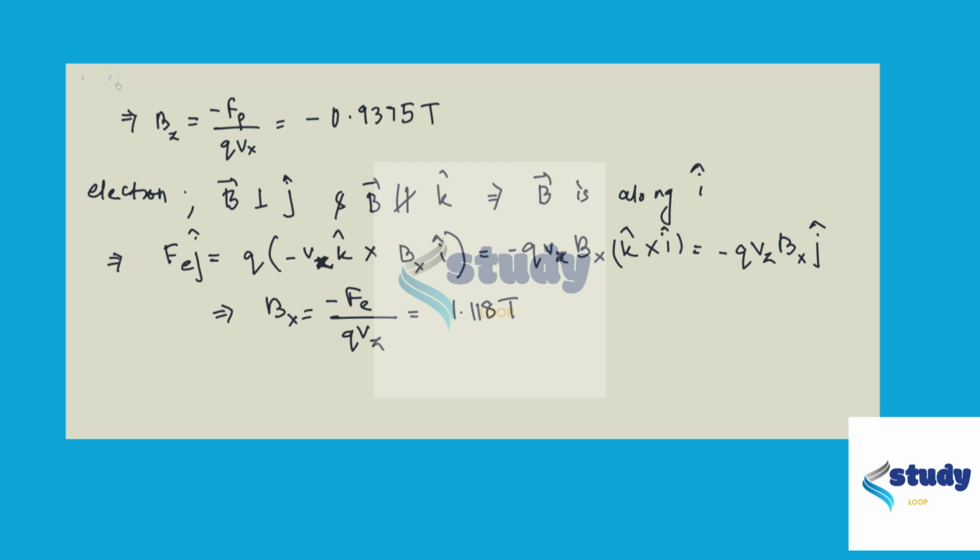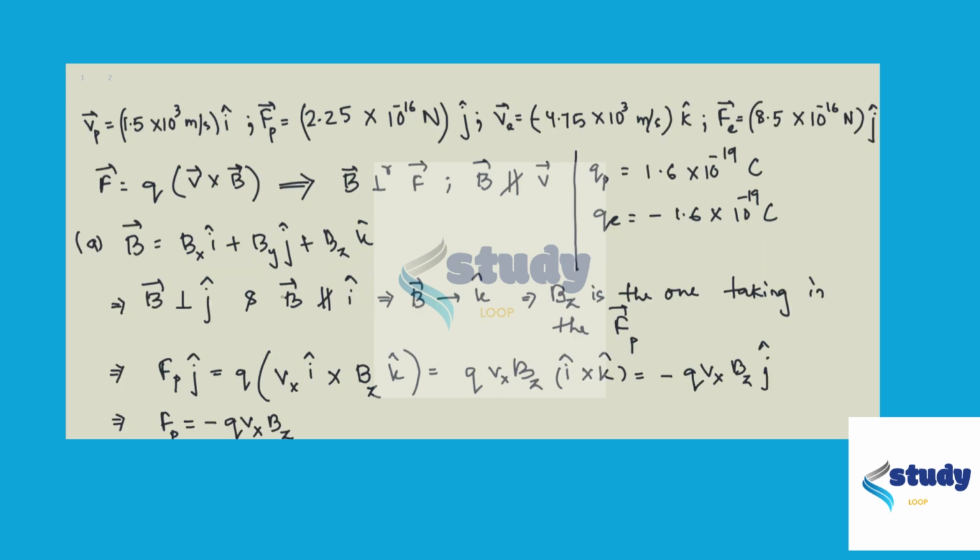Now we can combine these two and write the magnetic field to be: Bx is non-zero, so we have 1.118 Tesla along i cap, plus we have Bz, which is negative 0.9375 Tesla along k cap, and By is going to be 0 because we could not find it.